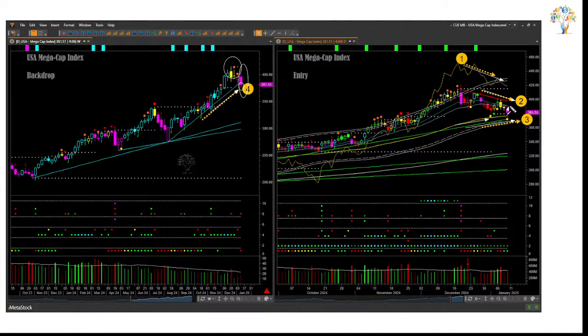If the resistance is broken, I will look to buy. If the support is broken, I will look to short. At present, I will prefer to stand aside from mega caps. That is from the mega cap index view. Last week, I did trade mega cap stocks from the bearish side. Why?